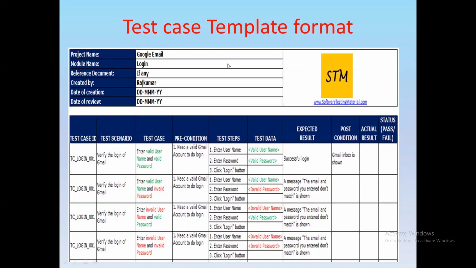Last but one is the actual result. The actual result is what the system shows once the test case is executed, and what we capture after the execution. And the last one is the status. It will finally state the status. It may be a pass or it may be a failure.